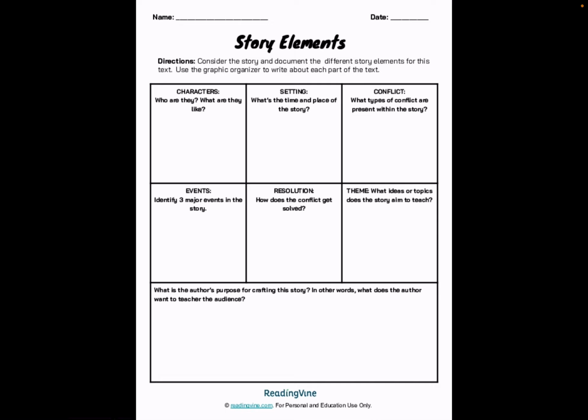For the characters, you need to write their name and describe them. What do they look like? For the setting, you need to tell me where and when the story takes place, where the place is, and what the time is. Our conflict is going to tell you what the conflict is and where. The events will be 3 major events. Keep an eye on what the events are in the story.